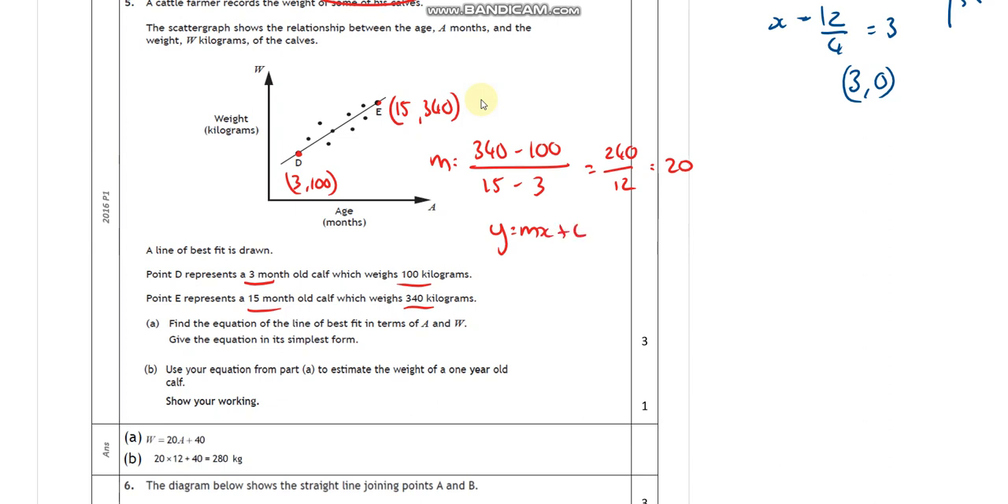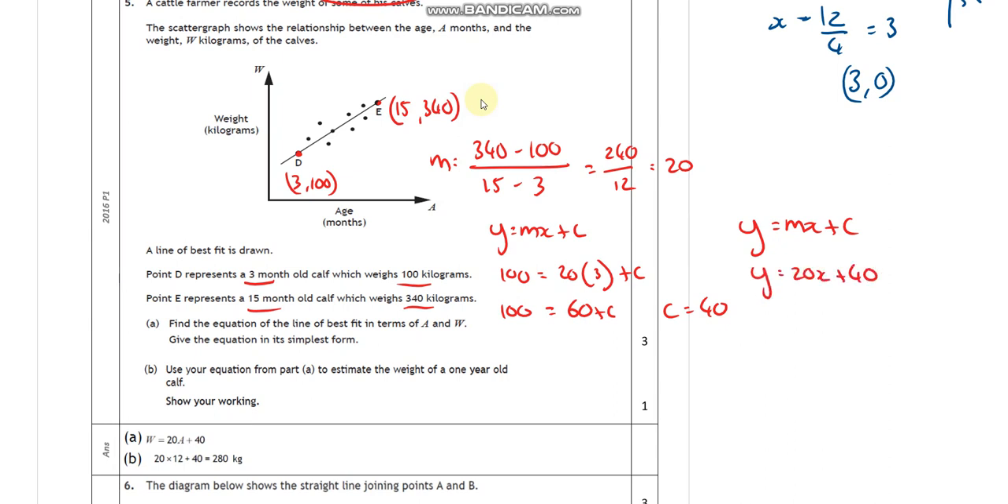So pick a point, pick a small one, make life easy. 100 is equal to 20 times 3 plus c, that's 100 is equal to 60 plus c, so c is then equal to 40. The final answer is y equals mx plus c, so I've got y is equal to 20x plus 40. However, y in this case is W. So W equals 20 times, and the x is the age, call that A, plus 40.